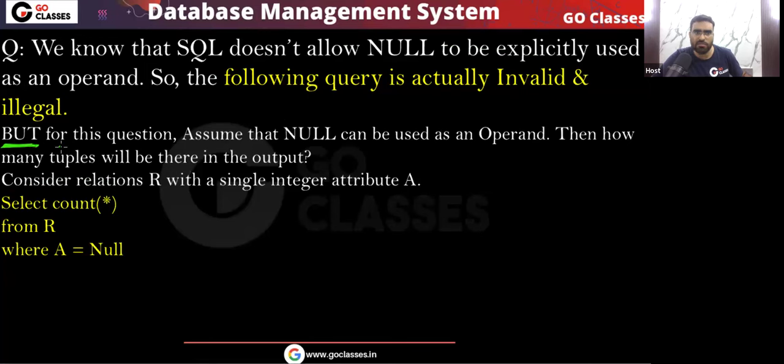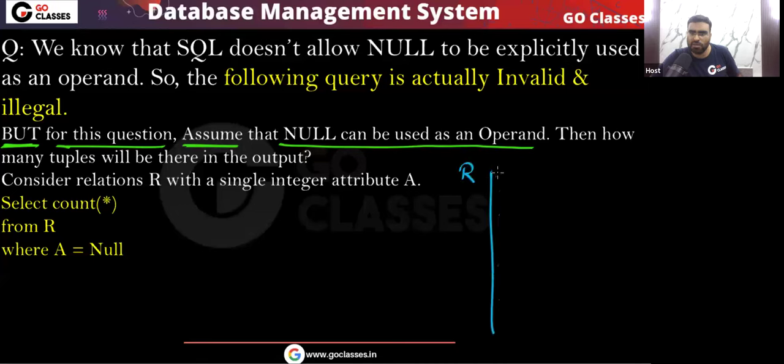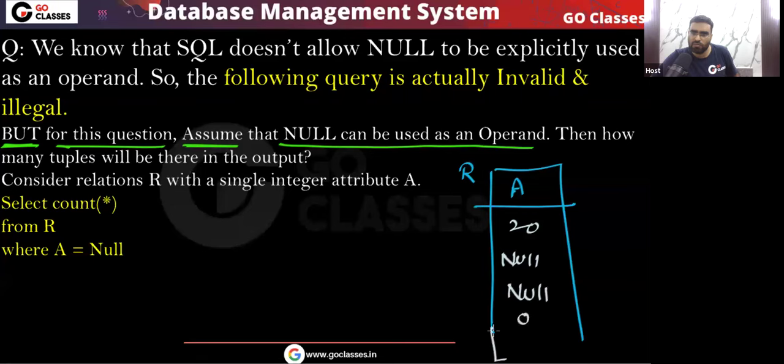But for this question, only for this question, assume that null value can be used as an operand. Just assume this is legal, assume this is a valid query. Then how many tuples will be there in the output? Let me give you the column A. For example, 20, null, null, 0, 0.